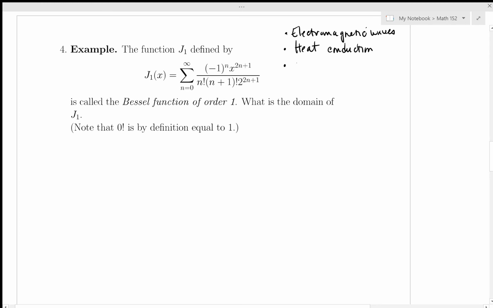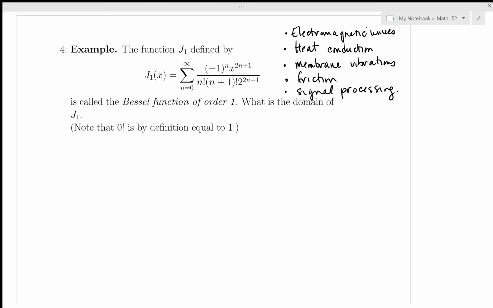It shows up in membrane vibrations. It shows up sometimes in friction calculations. It shows up in signal processing. It's all over the place. Okay, so this is an important function, and we want to know for what values of x do we get a convergent infinite series when we're attempting to calculate this.